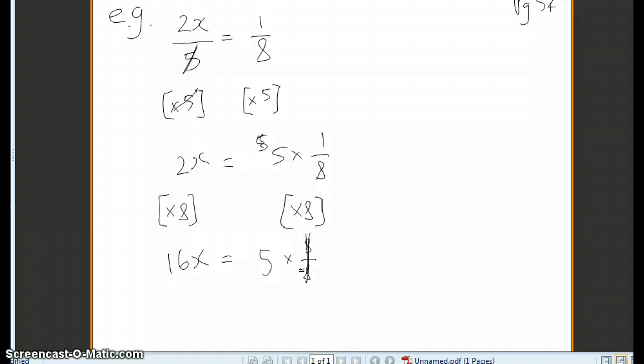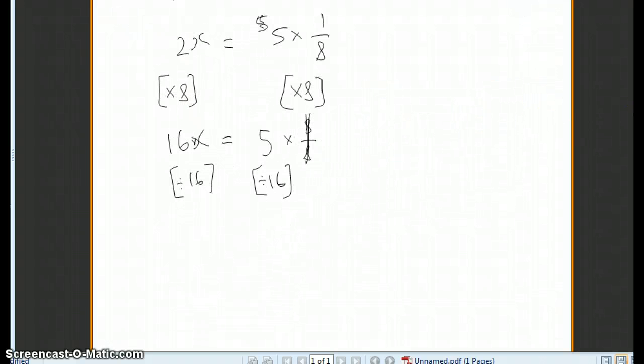Okay? And then we get a very simple problem. 16 times something gives 5. To undo times, we use division. Divide both sides by 16. Again, I'm doing the same thing to both sides. So my seesaw is in balance. And therefore, x is equal to 5 over 16.